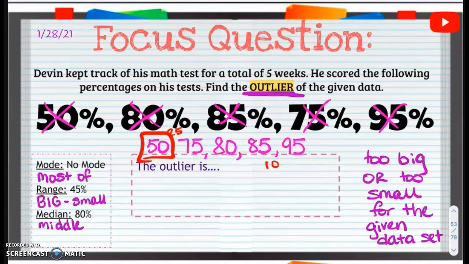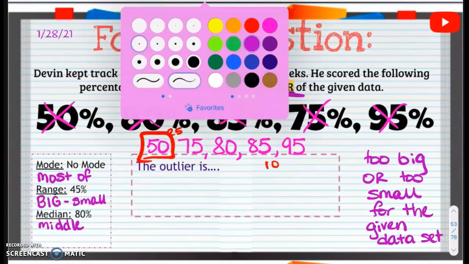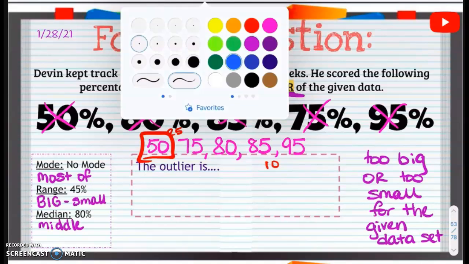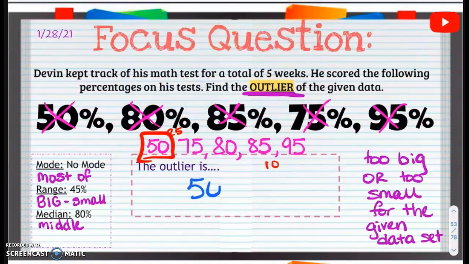It's too small for the given data set. It just kind of is an outlier. It's kind of an outcast. So our answer here is going to be 50. Let's make that blue. So our outlier is going to be 50. And you can put that percent there. So our outlier is going to be 50%. And that's going to be it for our focus question.